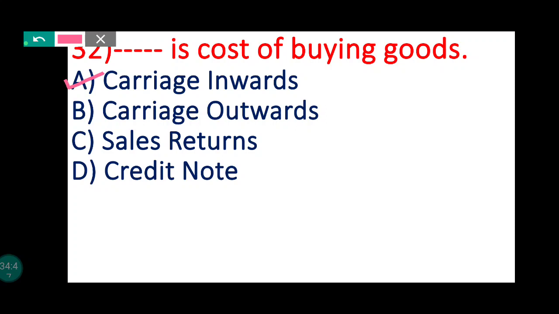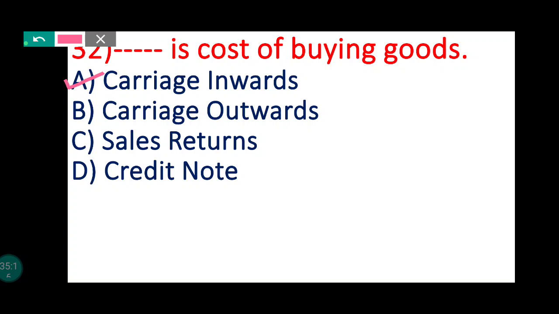Carriage inward is the cost of buying goods. Answer is A. See, carriage inward, or we call it as carriage on purchases or cost of buying goods. This is the cost of transporting goods into the business. Carriage inward increases the cost of goods purchased. That's why we add it in the purchases. It is always added to cost of purchase in income statement because it is like direct expenses.